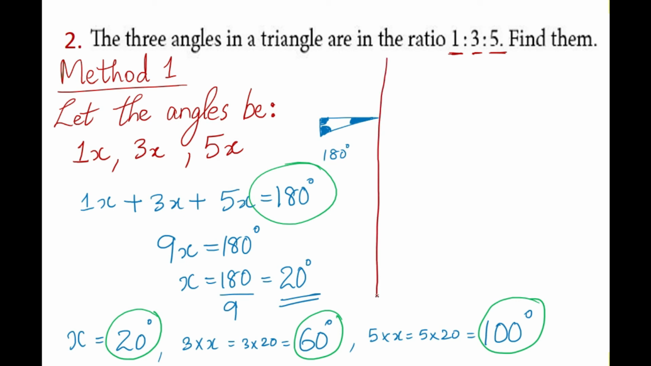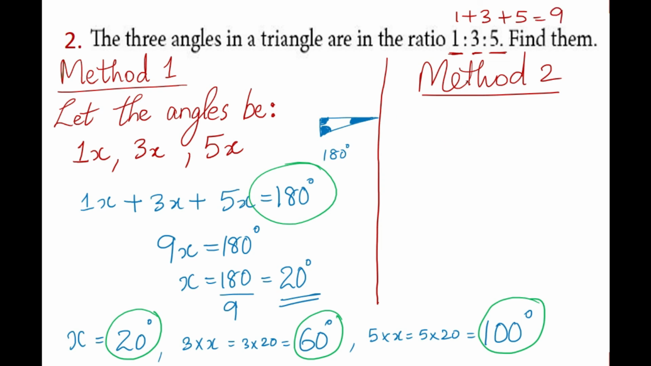Let me draw a line here. Method 2. From the ratio, the total parts you have are 1 is to 3 is to 5. So the total parts is 1 plus 3 plus 5, giving me 9. So 1 over 9 is equal to x over 180. So your first angle is 1 over 9, which is equal to x over 180.